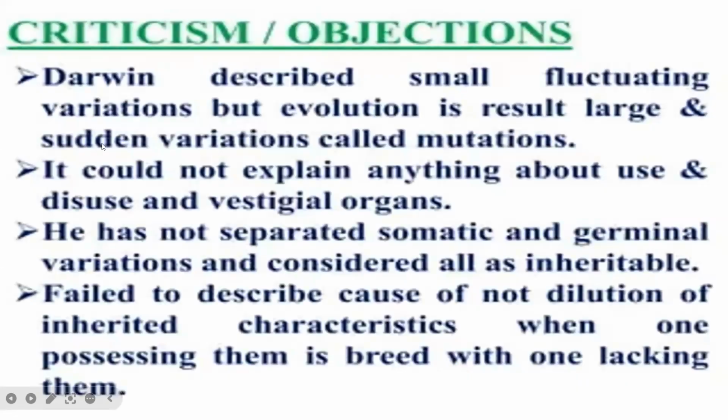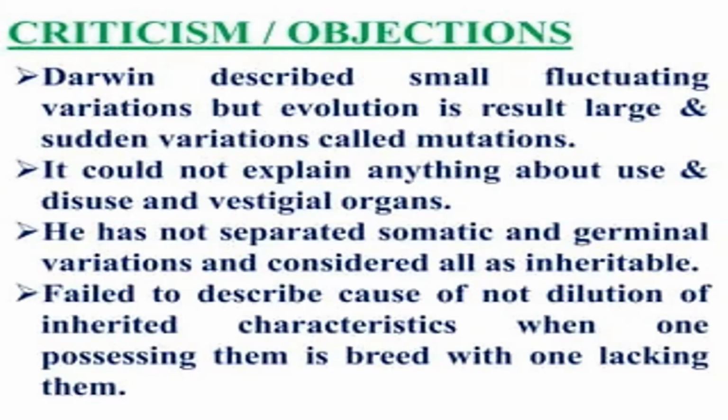Next is criticism of Darwinism. Darwin described small fluctuating variations, but evolution is a result of large sudden variation called mutation. Darwin didn't explain anything about mutation. He never knew anything about mutation, which was studied afterwards, recently. He also could not explain use and disuse of vestigial organs, the unwanted organs. He didn't separate somatic and gametic changes.